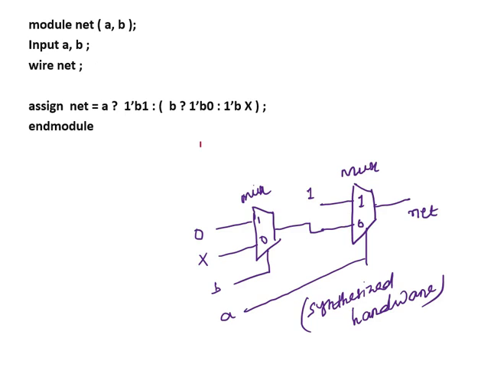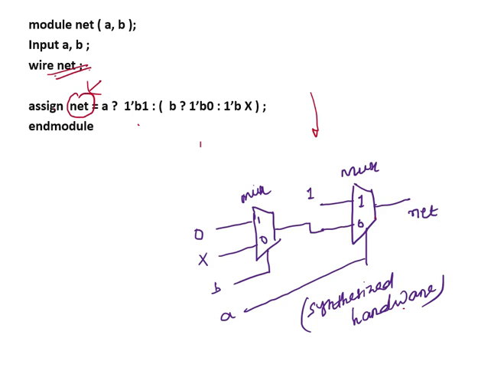This is one of the examples: module net, input a, b, wire net. Because we know that for an assign statement we always use wire, this is a wire type. If you synthesize this, the corresponding hardware for this code is this one. So this is a pure mux.